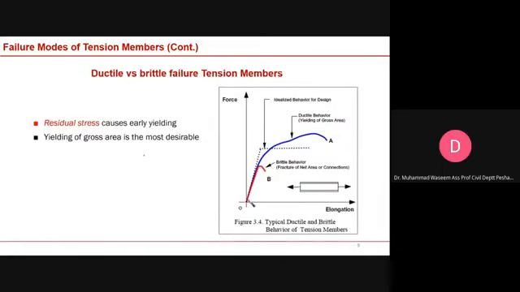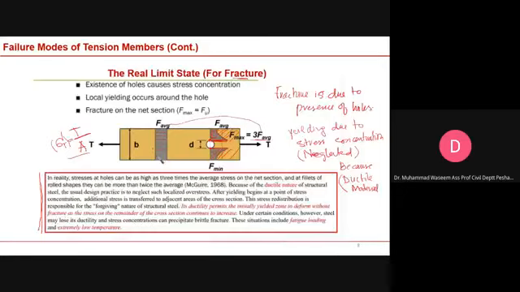So far what we have discussed is that there are two limit states. One limit state we call excessive deformation. The second limit state we call fracture. And due to the presence of the holes, the area we are going to use in the design or analysis of a tension member we call the net area. Whenever we talk about fracture, the area used in the evaluation of the capacity of the tension member is the net area. We are not going to use the effective area.